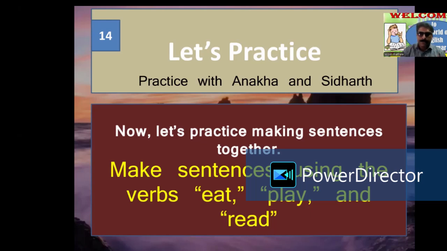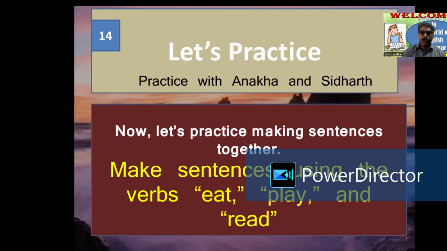After writing the sentences in your notebook, you just type the sentences in the chat box so that I can verify your answers. All the students respond to the teacher, yes, sir, we do.